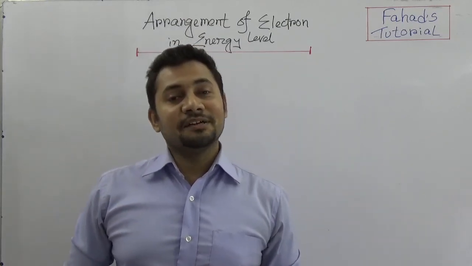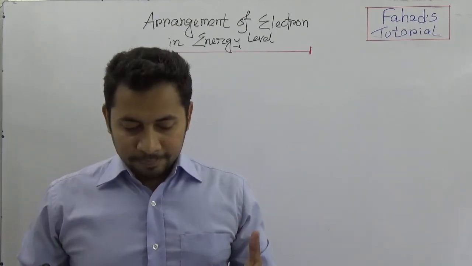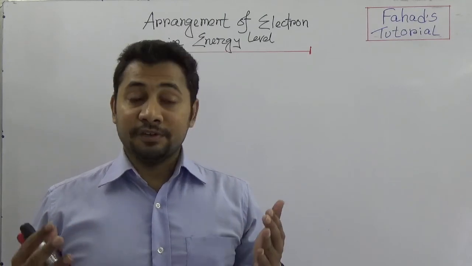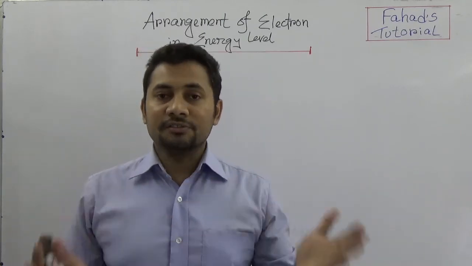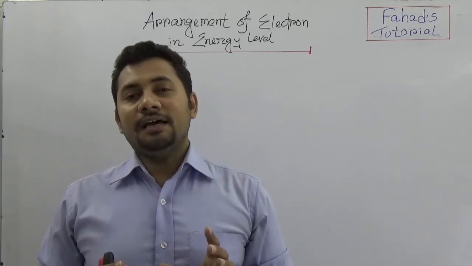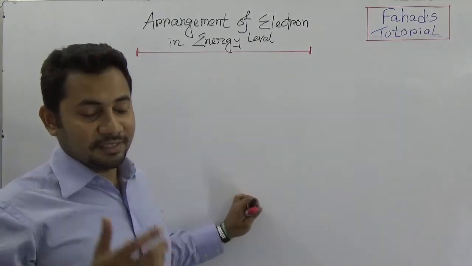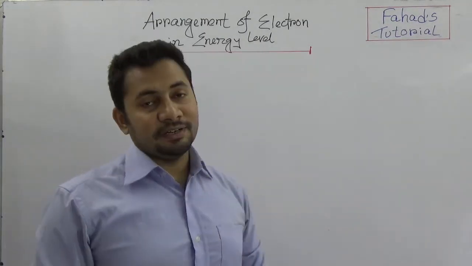This is a very important class of chemistry, and it is about the arrangements of electrons in the energy levels or orbits. This is very basic and you have to understand how electrons are arranged into the orbits, and this is important.